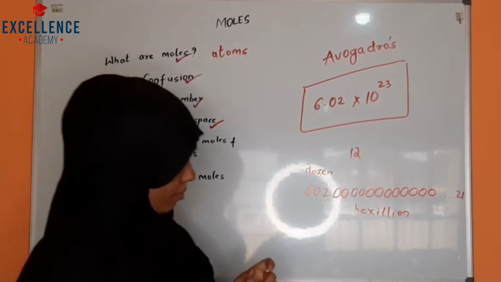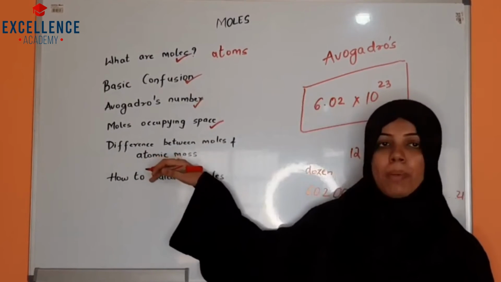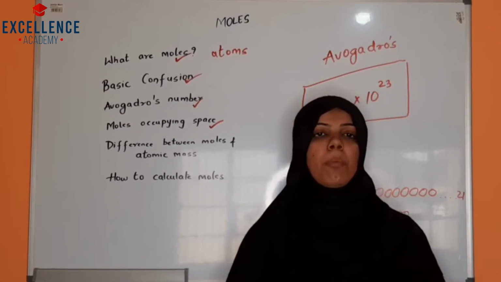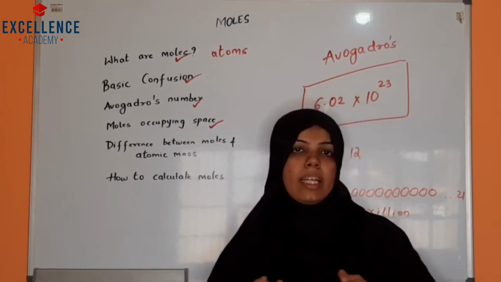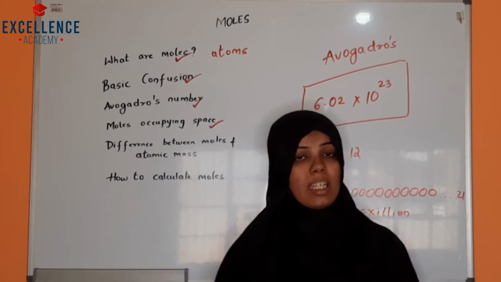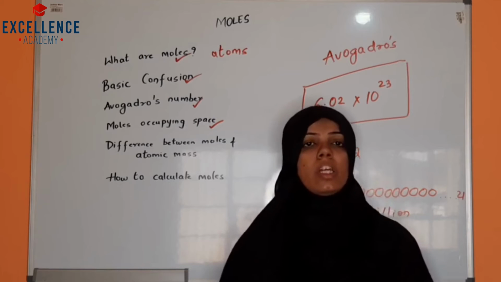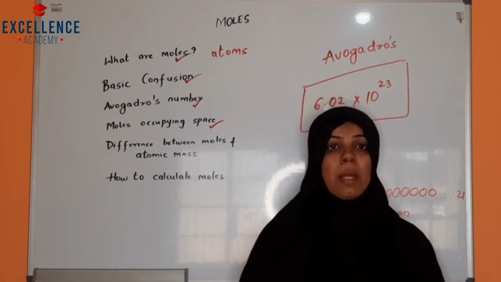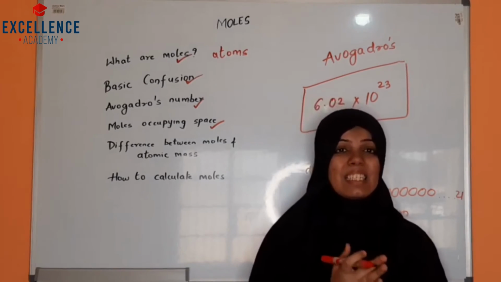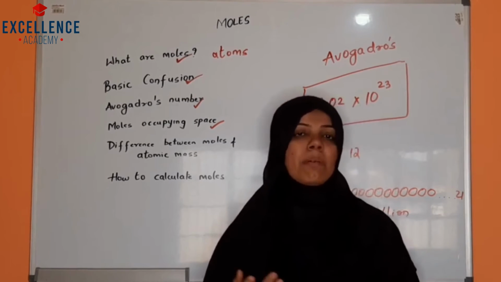Now, let's come to a very important topic, the difference between moles and atomic mass. Okay, let's come to my previous example, a dozen bananas. So I know a dozen bananas means 12 bananas. I have actually counted it. Okay, so 12 bananas make a dozen. But is it similar to the weight of the banana? No, the weight can be different.